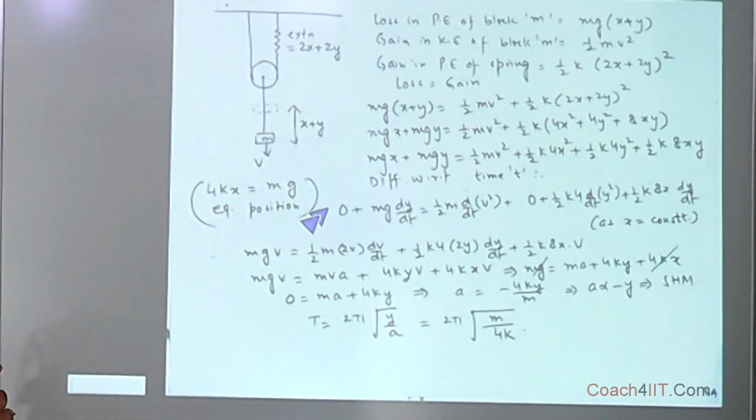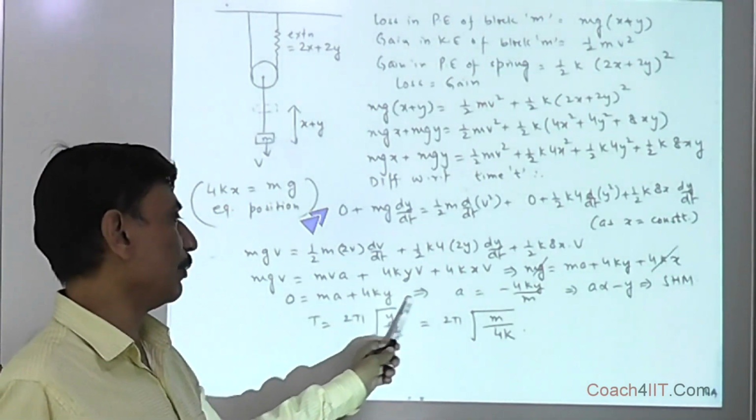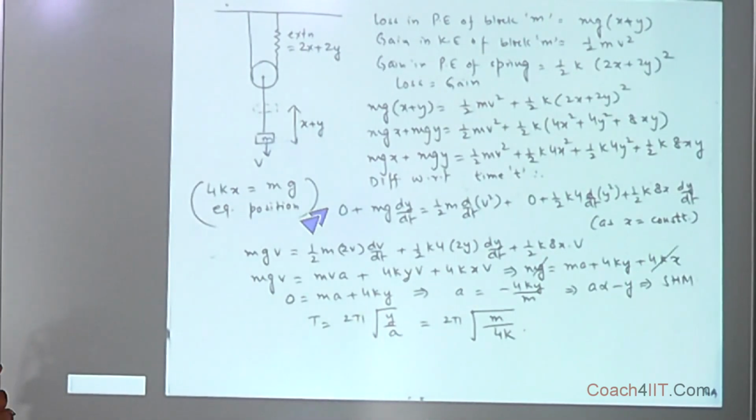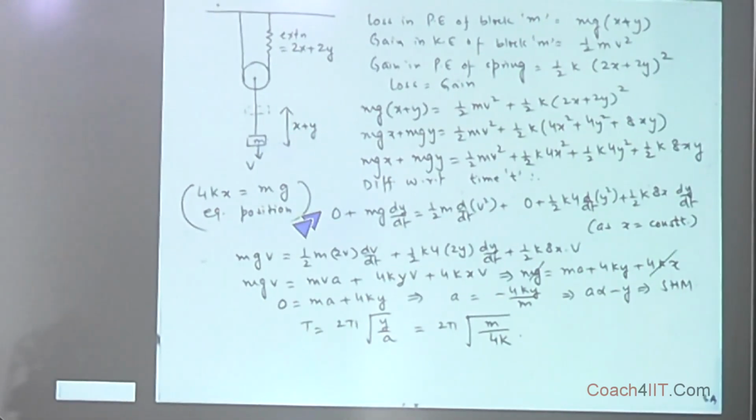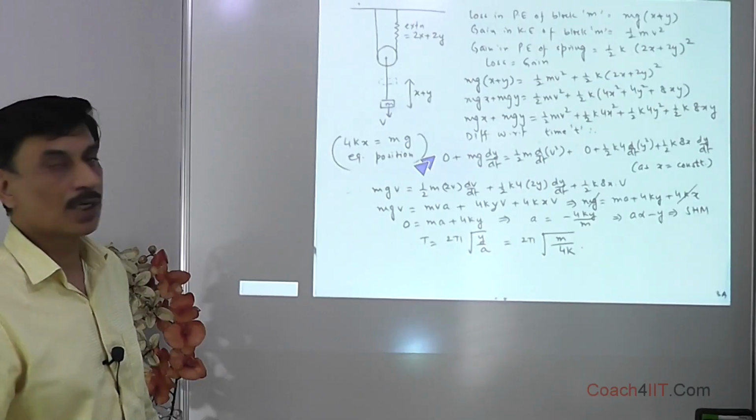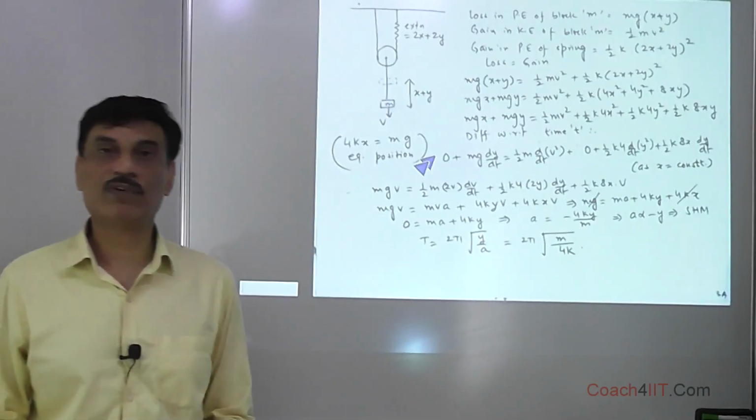And then we can get that 0 is equal to ma plus 4ky, and a comes out to this thing. x is in proportion to minus y, so this comes out to be SHM, so T is 2π under root y by a, which is 2π under root m by 4k. That comes the answer. So this is how we can use the energy conservation method to find the time period.